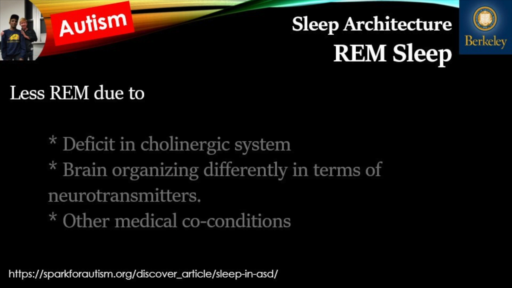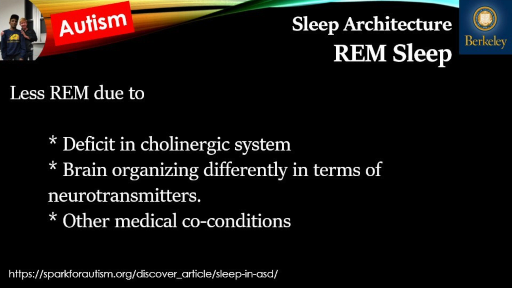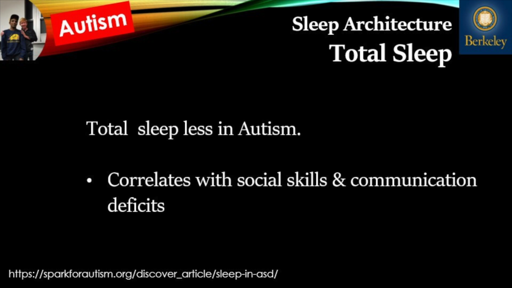I recently attended a webinar by Dr. Ashura Buckley, autism sleep researcher at NIH. Some points from her talk about why there could be less REM. Less REM in autism could be due to the deficit in the cholinergic system. Brain organizing differently in terms of neurotransmitters. And other medical co-conditions in play. Other findings indicate that the total amount of sleep itself is less in autism. There are correlates with social skills and communication deficits.